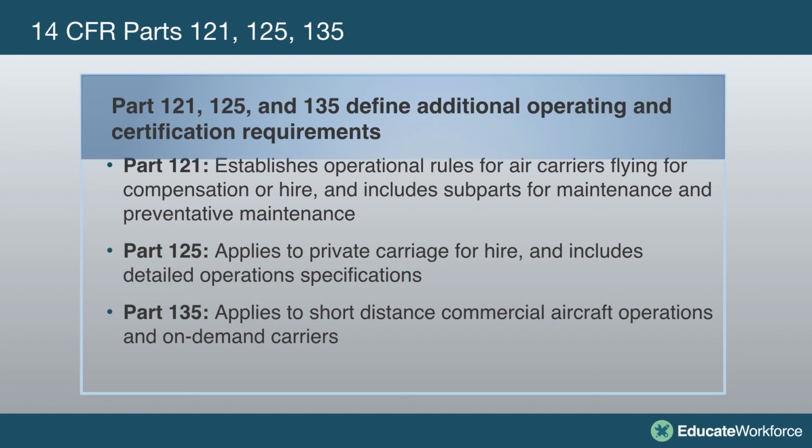Part 125 applies to private carriage for hire and includes detailed operation specifications. It covers airplanes having a seating capacity of 20 or more passengers, having a maximum payload of 6,000 pounds or more, and rules governing persons aboard such aircraft. It's going to apply to private and non-common carriage when such operations are conducted on airplanes having 20 or more seats or have a payload, as I just said, of 6,000 pounds or more.